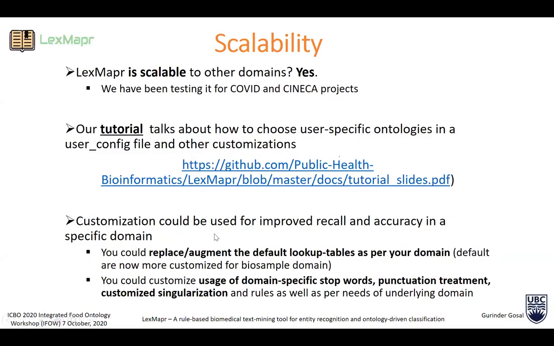And customization, of course, can be done for the lookup tables. Because these are biosample domain-specific tables, you can replace them with fewer ones or augment them with additional values. And you can also customize which stop words to retain or eliminate, which punctuation to remove, or if you want that punctuation to be retained. And for singularization, for example, you have exception rules, like you don't want to singularize certain phrase words or tokens because domain-specific requirements are such. And there are other rules which you can customize.